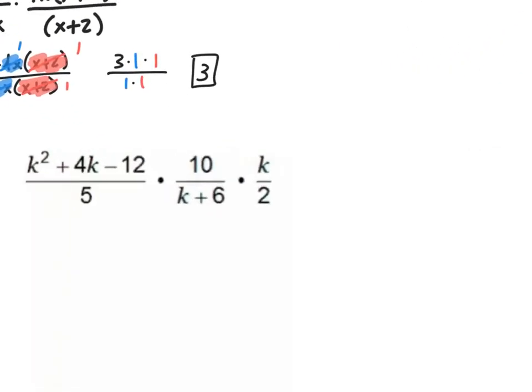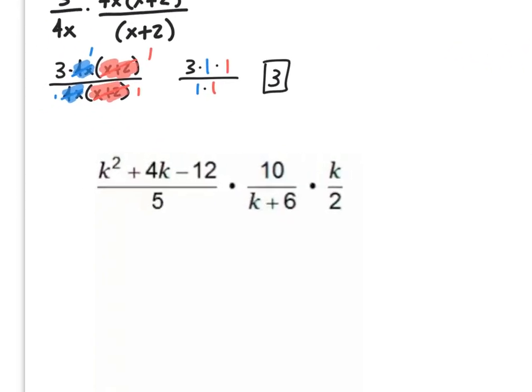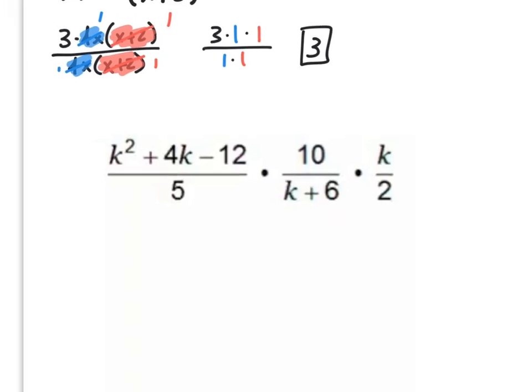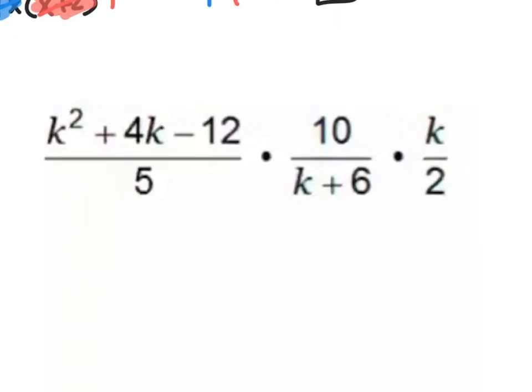So what I have here, let's go ahead and simplify this. Now, everything is factored except for this numerator here. K plus 6 is simplified, and 10, 2k, and the 5, you can't really do anything with that. However, let's factor this numerator here. The two numbers that add to positive 4 but multiply to 12 is going to be positive 6 and negative 2, okay?